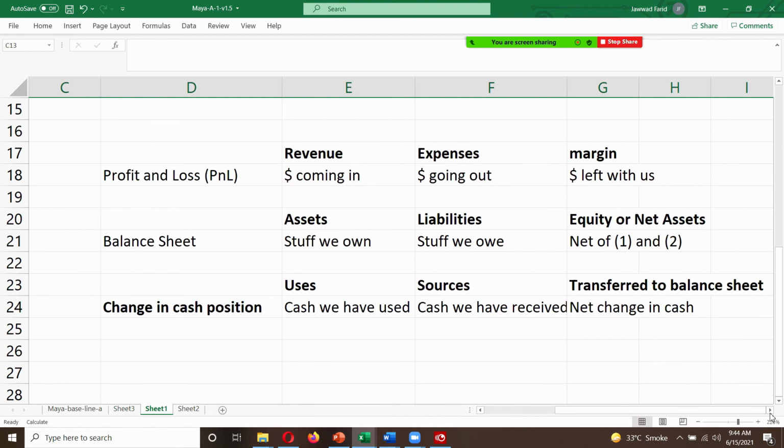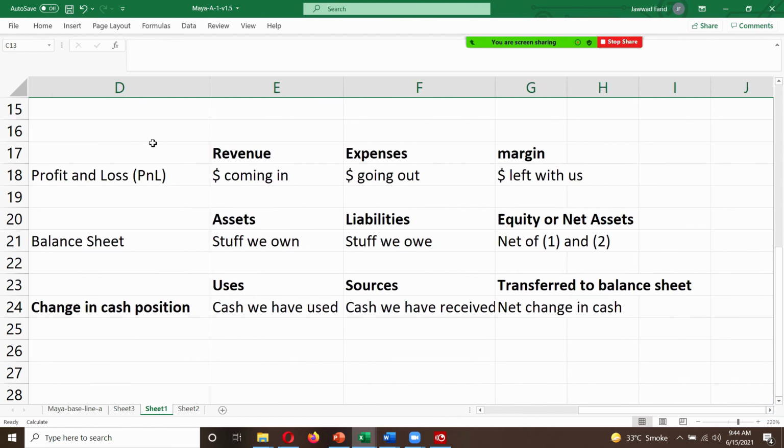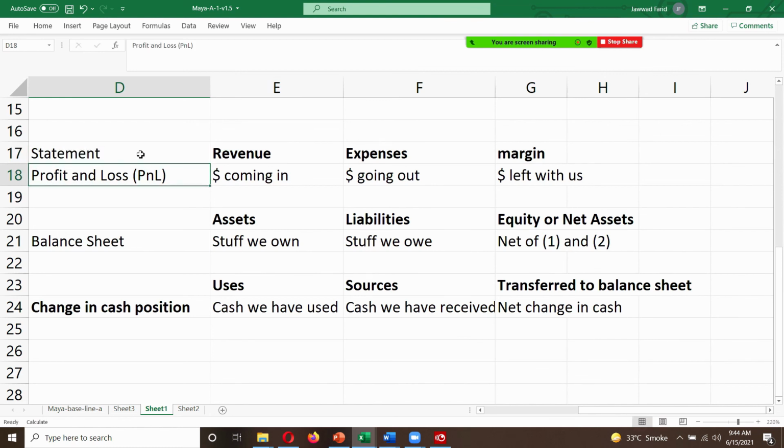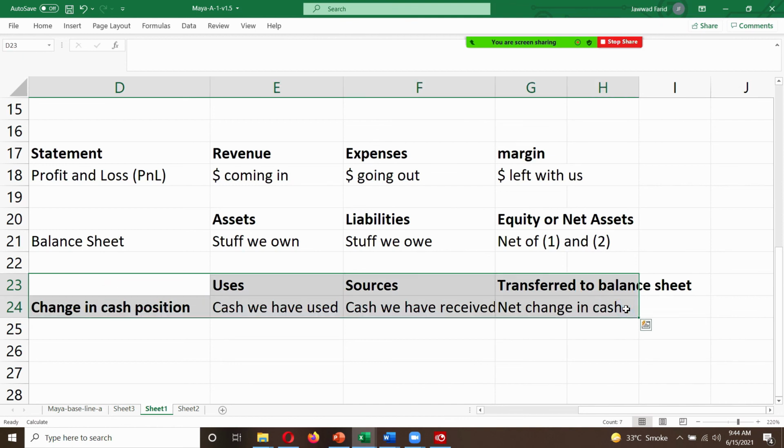Alright. So these are your three statements, right? These are the three statements that you are working with. So far, we've only done the statement of profit and loss, which is dollars coming in, dollars going out, and dollars left with us, right? We started working on the balance sheet, but we very quickly realized that the balance sheet's broken. Why? Because we don't have this change in cash position. We don't have a sense of how much cash is coming in and how much cash is going out. And that's the next part. So before we build the balance sheet, before we fix the balance sheet for Maya, we have to figure out how this change in cash position is calculated.